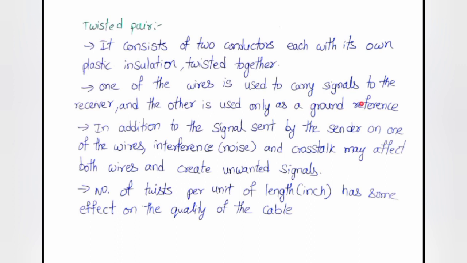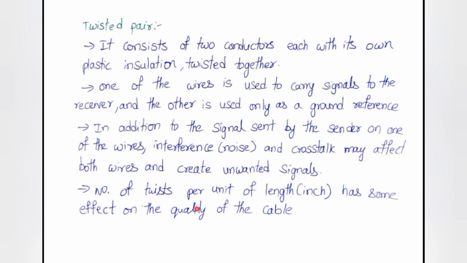One of the wires is used to carry signals to the receiver and the other is used only as a ground reference. In addition to the signal sent by the sender on one of the wires, interference, that is noise and crosstalk, may affect both wires and create unwanted signals. This is the main drawback of the twisted pair cable. The signal sent by the sender may go through interference and crosstalk.